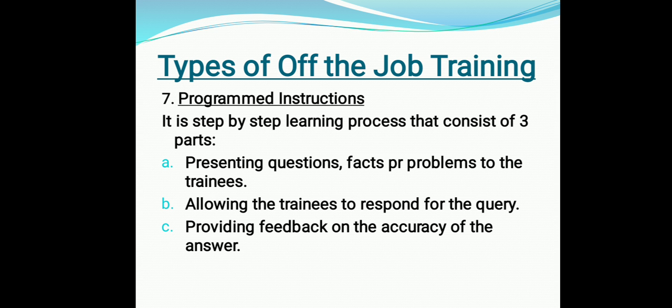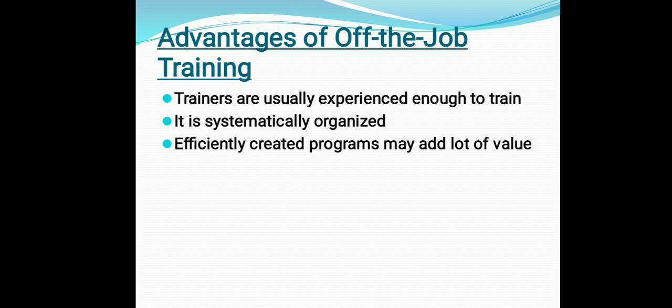Then providing feedback on the accuracy of the answer. Once they have answered, they will be given the feedback to what extent they were right. Suppose if 20 questions are asked, in 20 questions how many questions you have answered right, how many are wrong. So the actual feedback will be given. So these are the methods of your off-the-job training.